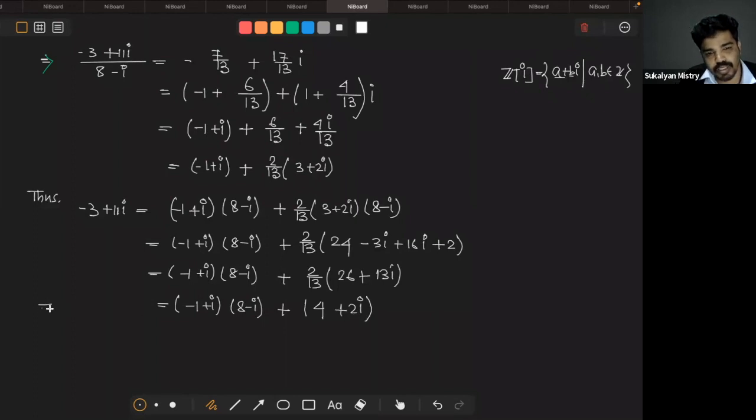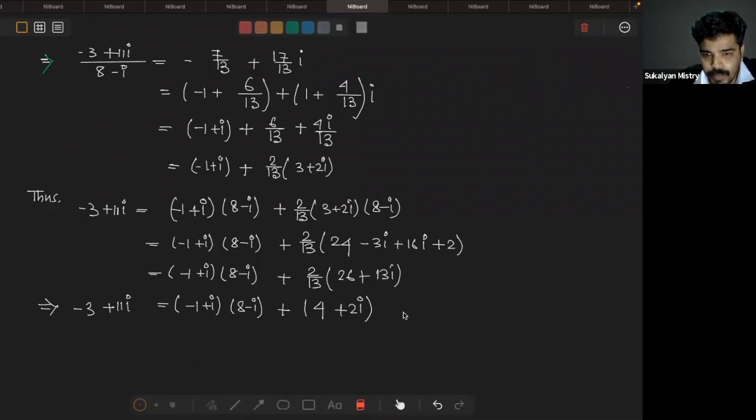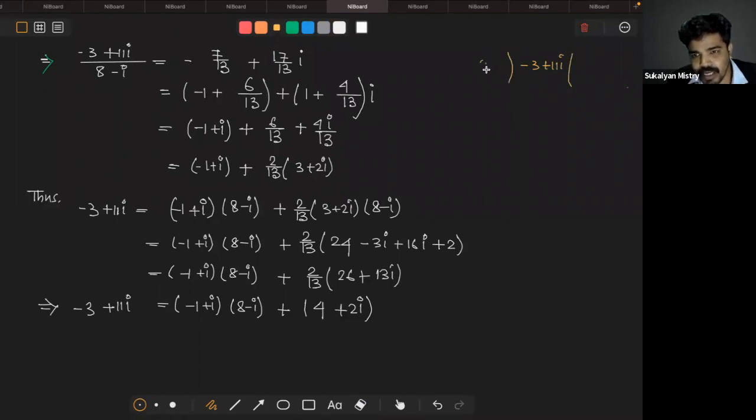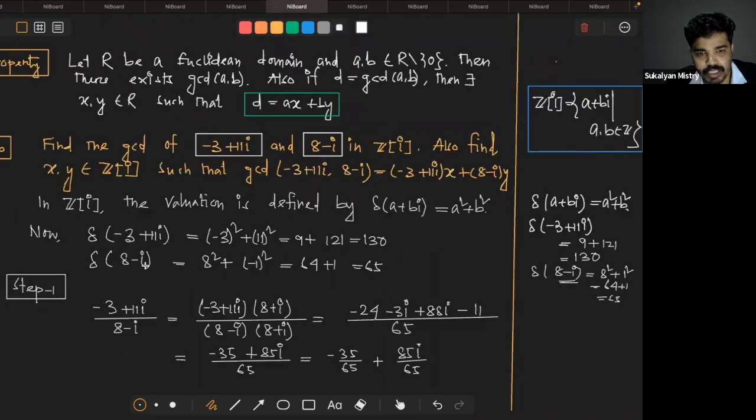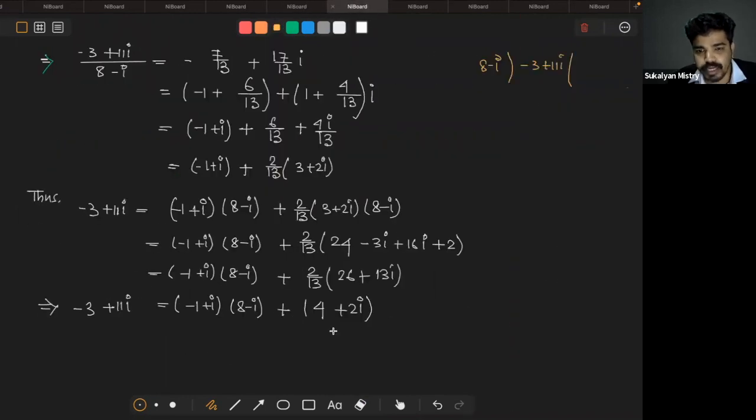Okay, so we see that ultimately we get -3 plus 11i is equal to this. If I divide -3 plus 11i by 8 minus i, there is a remainder and a quotient. The quotient I get is -1 plus i, and what is the remainder?